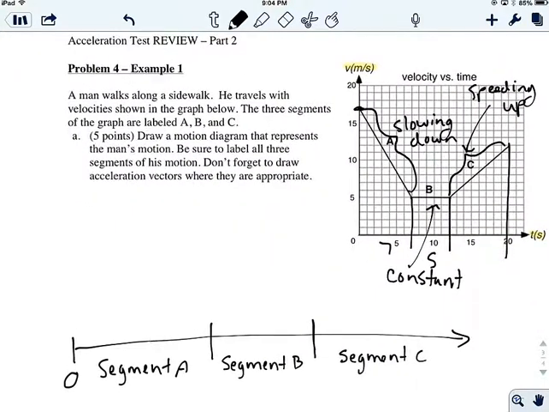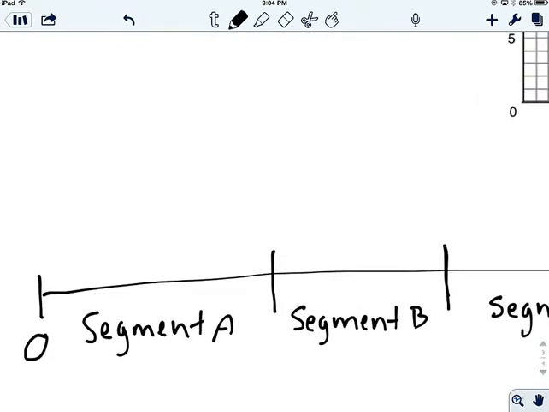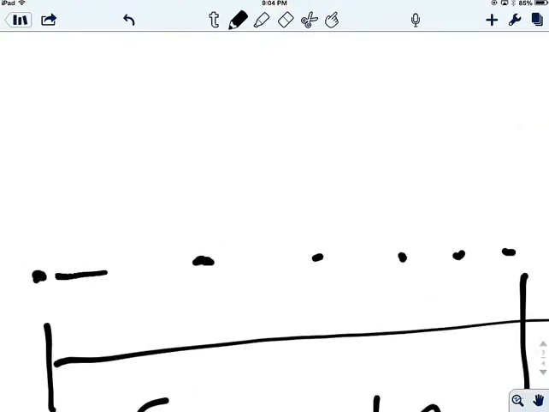I need to show that it's fast at first and then slows down. And then whatever that speed is here at the end, it stays that same speed all the way until the beginning of C. And then C, it speeds back up. All right, so let's see how we do this. So segment A, I know that it's going to be pretty fast to start with, so I'm going to space my dots out quite a bit. But it's got to slow down, so I want them to get closer and closer and closer. All right, so it's fast at the beginning.